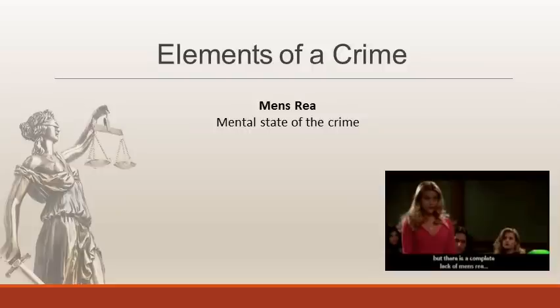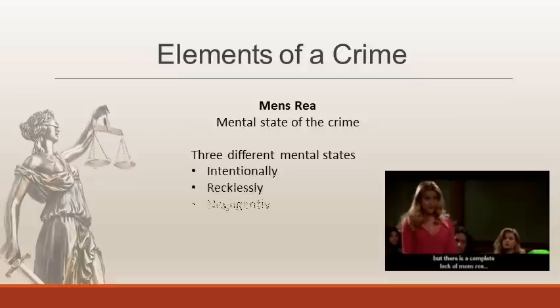There are three types of mental states for mens rea: intentionally, recklessly, and negligently. Intentionally means that the mental state was knowingly and willfully. The defendant knew what he was doing and was doing it knowingly and willfully, and basically trying to commit the crime with the intended consequences.